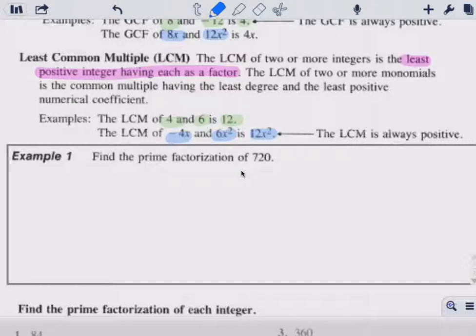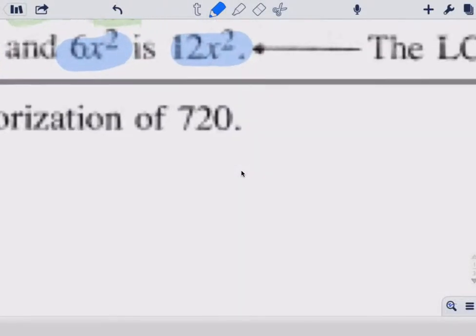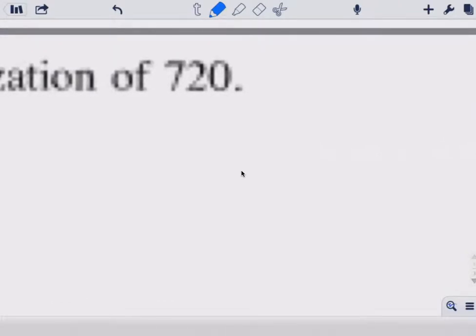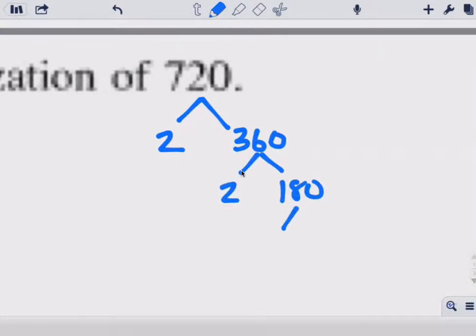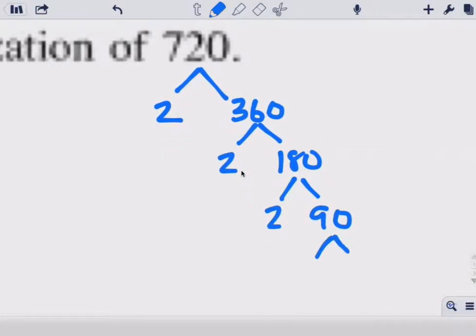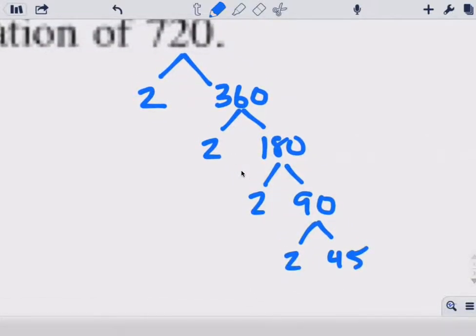So let's start here. Prime factorization of 720. You've probably seen these before. I'm going to do a factor tree. The smallest prime number is 2. So it goes into 720, 360 times. 2 goes into it again, 180 times. 2 goes into it, 90 times. 2 goes into it, 45 times. 2 does not go into 45.